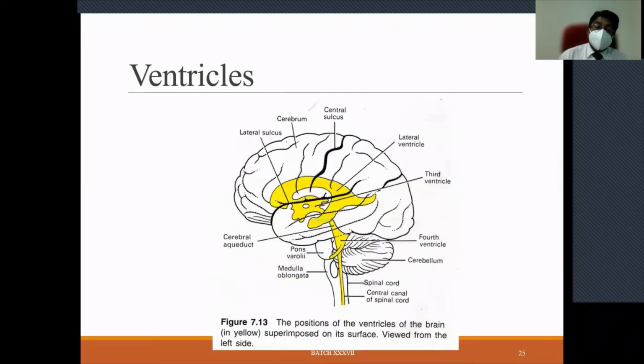So here the brain stem consists of three areas called the midbrain, pons, and medulla. Then it comes out from the foramen magnum of the skull, if you remember, and continues downwards as the spinal cord.